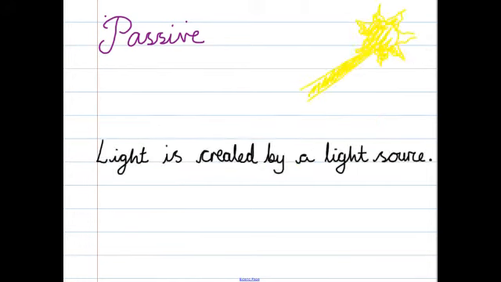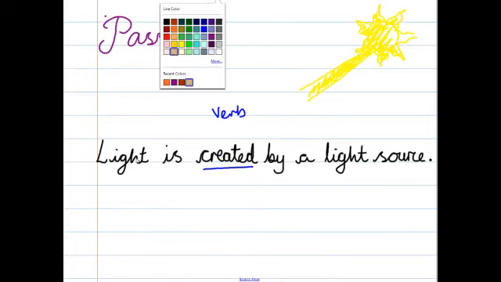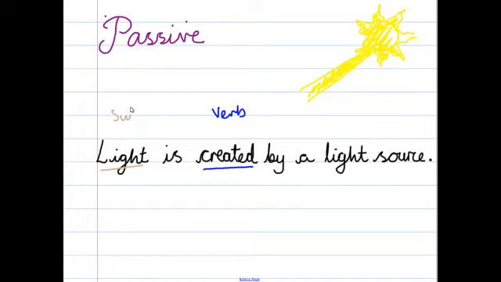So if we have another example here, light is created by a light source. So once again, the verb in this is created, our verb. The subject is light, just generally light. And if we wanted to label it, we'll come on to that in a minute. But here you can see light is created by a light source. So the light, our subject, is not actively doing anything, but it's having something done to it. It is being created.